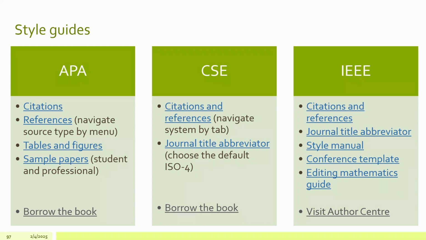For IEEE, we have links to format for citations and references, as well as a journal title abbreviator, the style manual, conference template, and editing mathematics guide. For IEEE, all three guides, references, math, and style, are available in the Author Center, so visit that page for updated links. The links we have below are links to our library guides for APA, CSE, and IEEE, all of which contain all of these links.